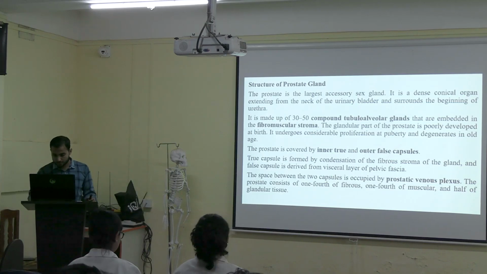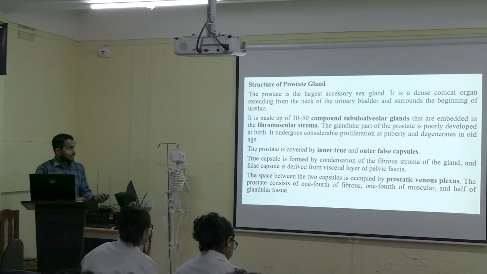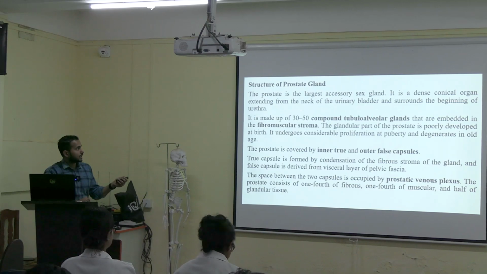Prostate gland is a difficult structure, it's not that simple. So it is the largest accessory sex gland, the prostate. Okay. Next, if you see the prostate, it is a conical organ extending from the neck of the urinary bladder and surrounds the beginning few centimeters of the male urethra.